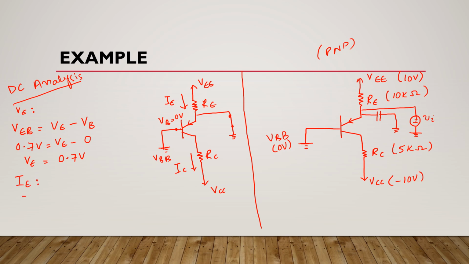Now we will find terminal current IE. We know that IE is equal to VEE minus VE divided by RE. This VE will be here. Now we know that this VEE is 10 volts. This VE is 0.7 volts and RE is 10 kilo ohms. After solving this, you will get 0.93 milliamperes.